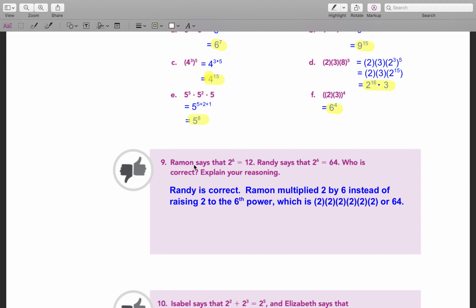So Raymond's method, where he multiplies 2 times 6, would not be correct, right? This means that base 2 is being multiplied 6 times. So 2 times 2 times 2 times 2 times 2 times 2, so to get 64, so Randy is correct.